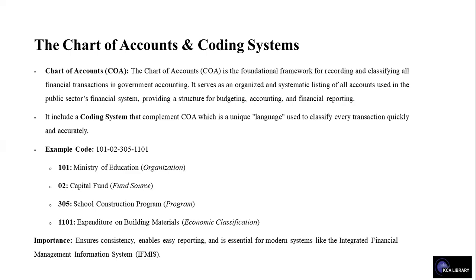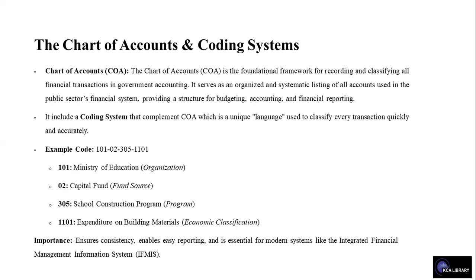When we talk about the chart of accounts, it's actually the foundational framework for recording and classifying all financial transactions in government accounting. It serves as an organized and systematic listing of all accounts used in the public sector financial system, and it provides a structure for budgeting, accounting, and financial reporting. It also includes what we call the coding system that complements the chart of accounts, which is a unique language used to classify every transaction quickly and accurately.